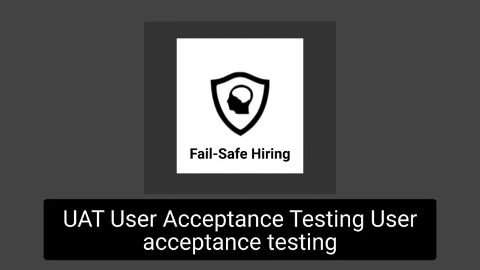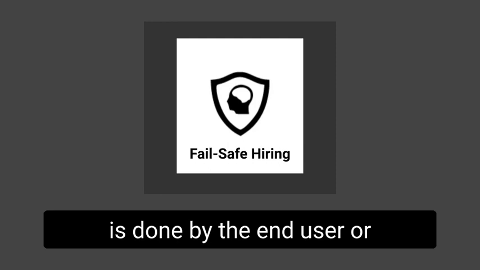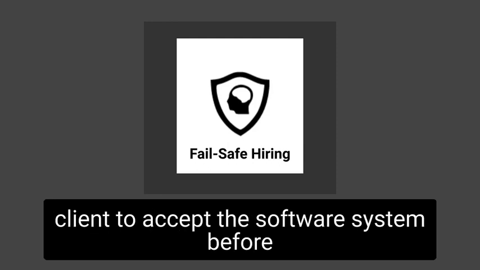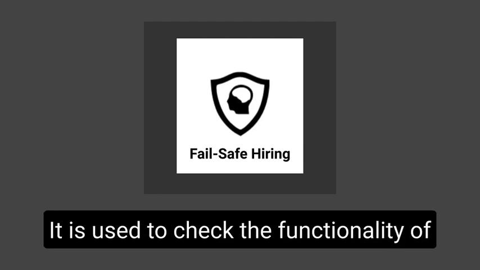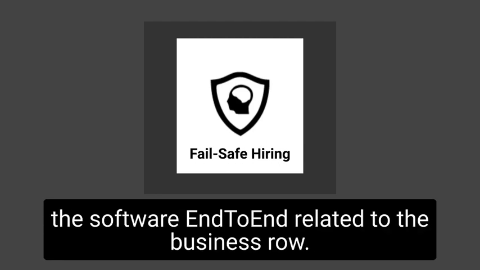UAT, user acceptance testing. User acceptance testing is done by the end user or client to accept the software system before moving the software to the production environment. It is used to check the functionality of the software end-to-end related to the business flow.